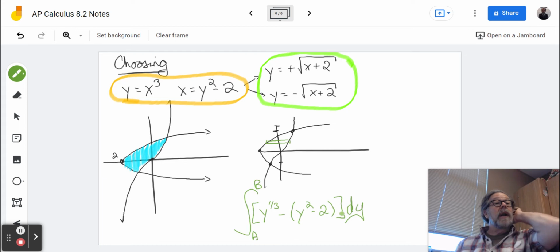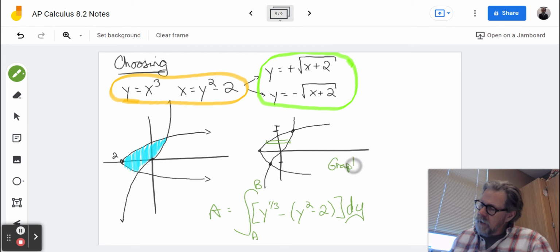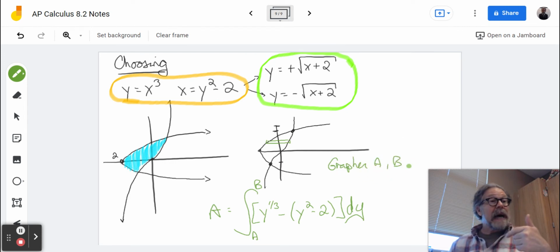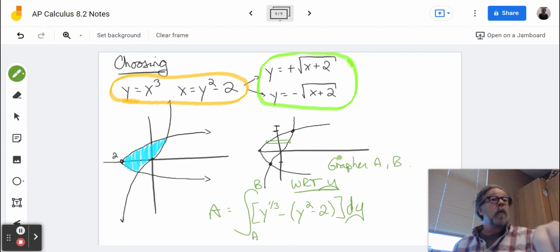Let me just check my notes and make sure I did that right. Yes, I did. And I can use my graphing calculator to find a and b. It will tell me the intersections. I store them in my calculator. I plug it into my calculator. And this is with respect to y. Hopefully you've all seen the abbreviation WRT, with respect to. So what happens if I do it with respect to x?